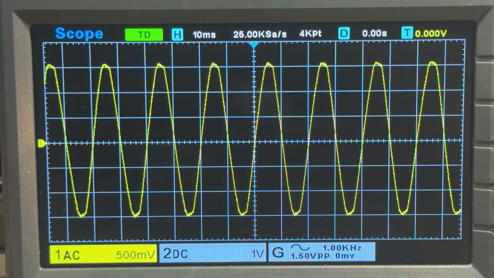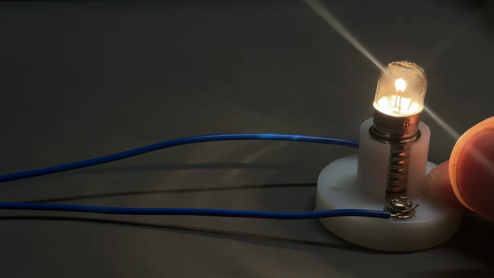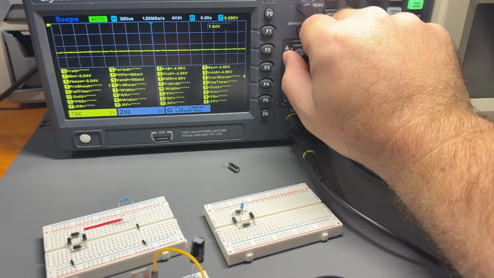So many things in your house run on this AC waveform, but on the other hand, your phone, laptop, and lots of other electronics can't use this at all. So how do we turn this into a clean, stable DC, or direct current?